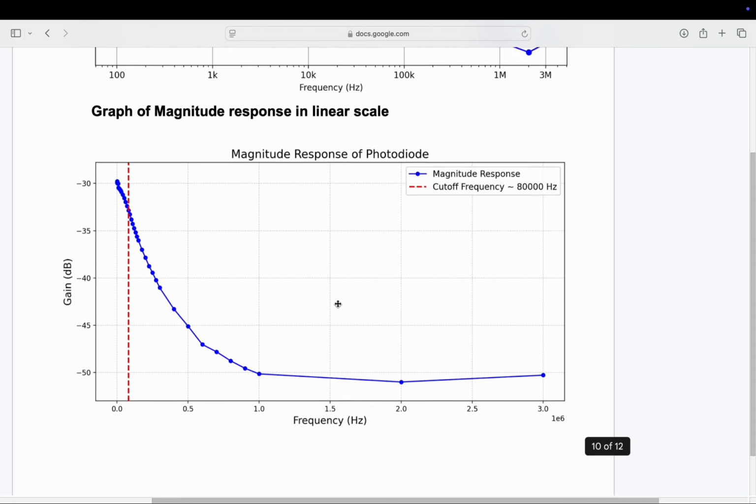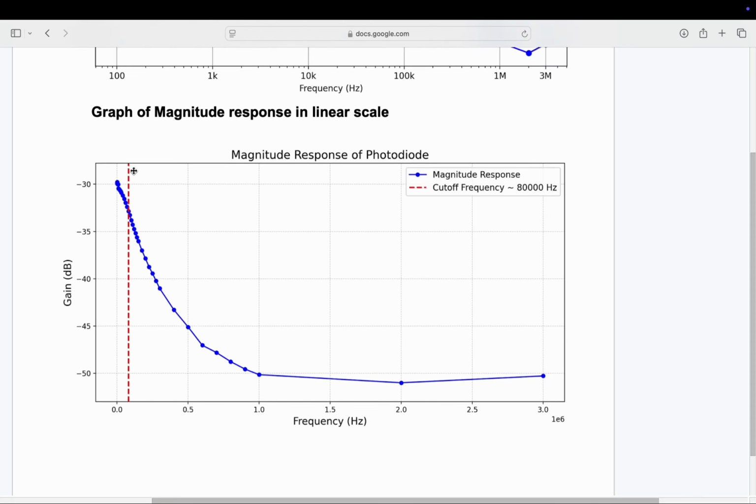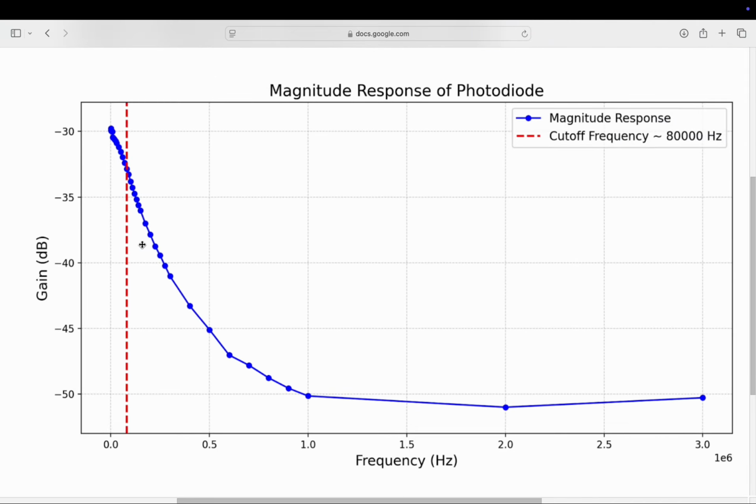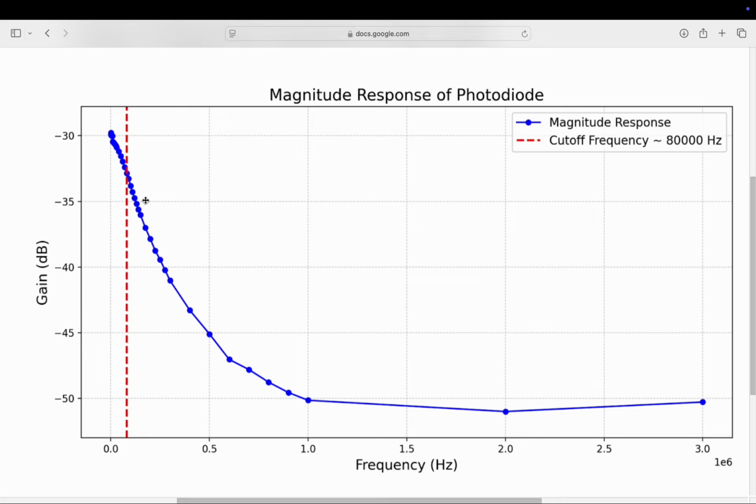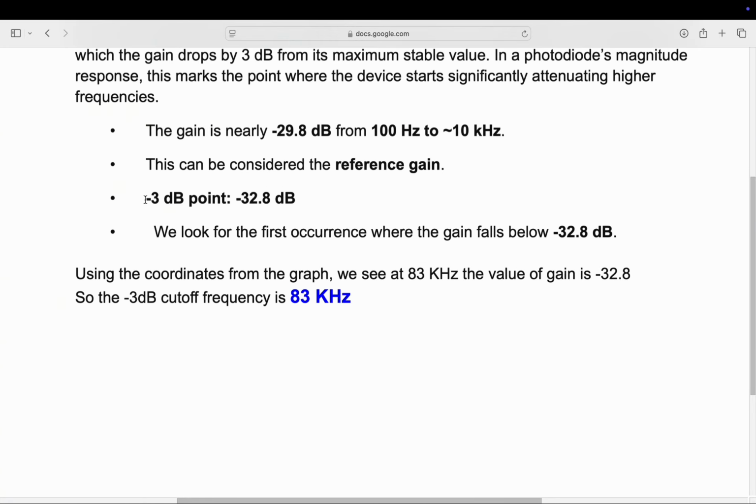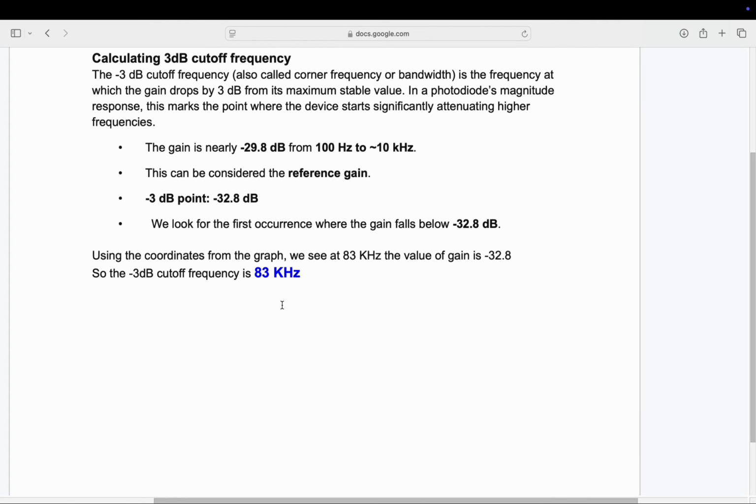As you can see in the graph, we marked a red line which indicates the frequency for minus 32.8 dB, which was recorded as 83 kilohertz.